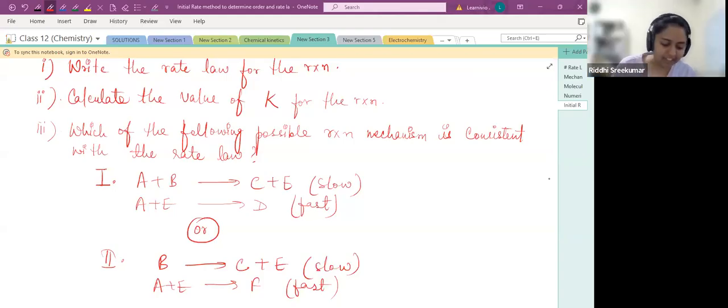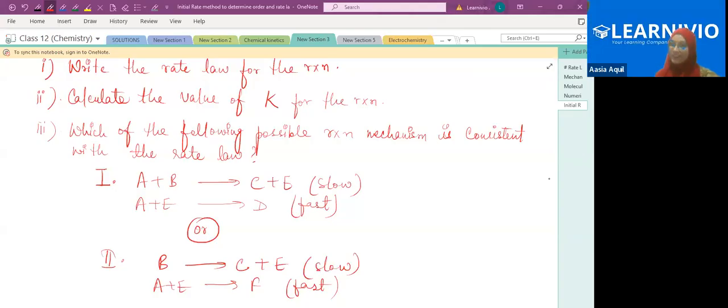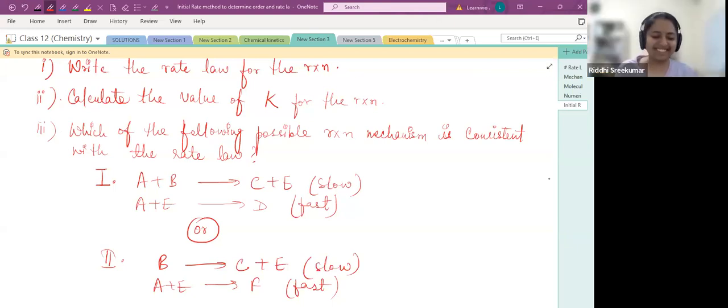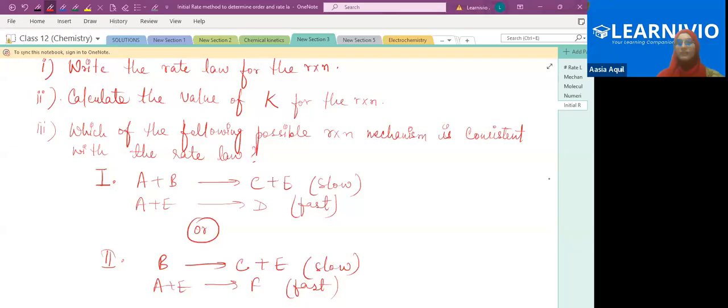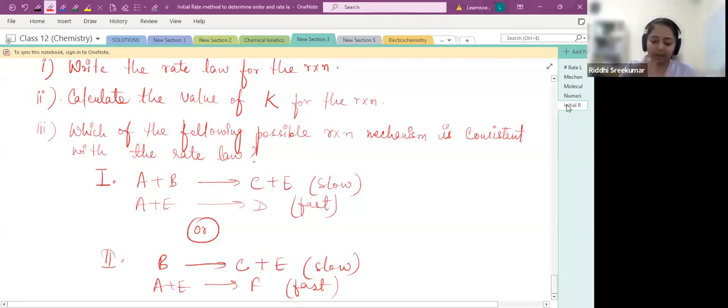Wait, I made a mistake. I'll try again. Because see, it's the first order reaction, right? The value of x will be 0, right? With respect to A, the value of the order will be 0. So overall the order will be first order reaction. Let's see. I didn't do it like that. I messed up.